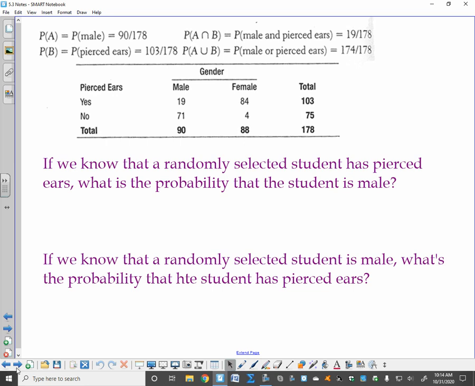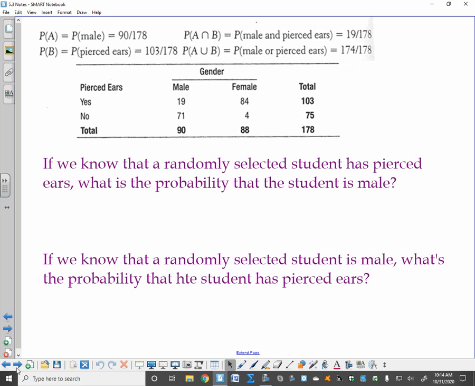All right, now let's review these little union and intersection symbols. So the probability of A, now when it's upside down, that's intersection. So the probability of A intersection B, which is the probability of males and they have their ears pierced. So I'm going to go find the males that have their ears pierced, and that's 19 out of 178. Then I've got the union, which is the probability that you're male or you have your ears pierced.